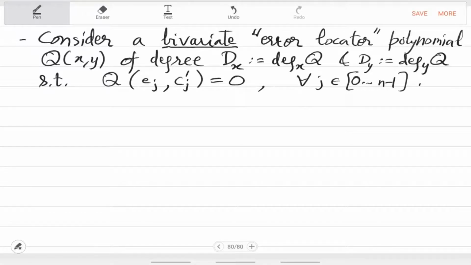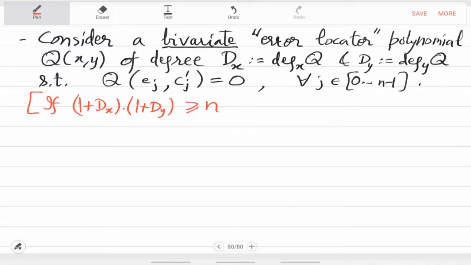Okay, so, for what conditions on dx and dy will this Q exist? That also we have to remember. It will not exist for every dx, dy, right? So, intuitively this Q will exist only when dx and dy are sufficiently large. If one of these is very small, then this low degree Q will not be able to fit all the points. So, exactly the bound you get is this. As long as dx times dy, the product of these two, is at least n, Q will exist.